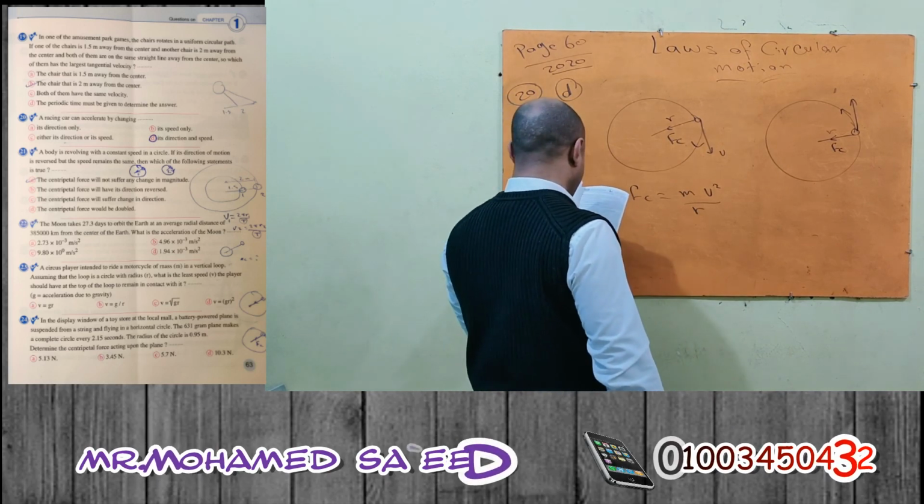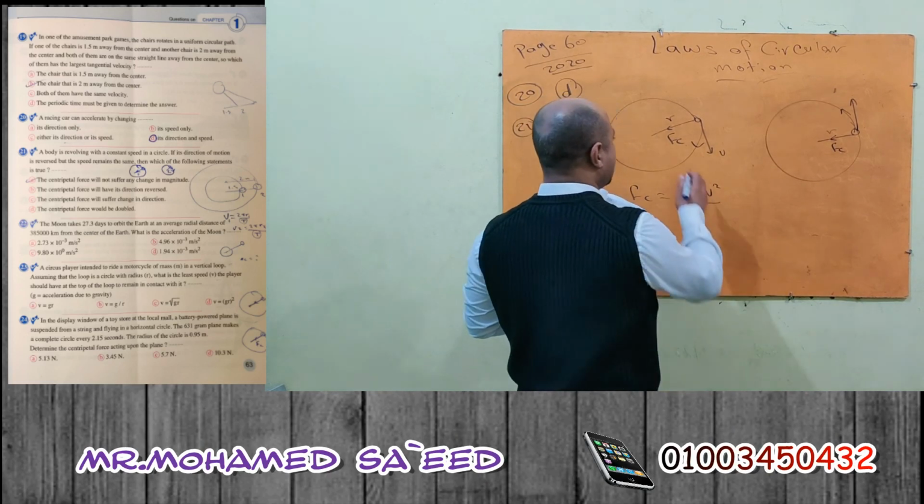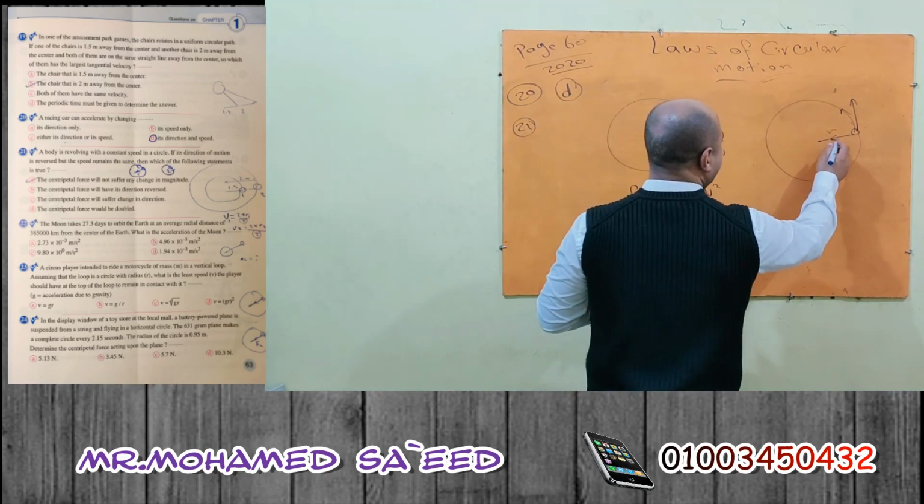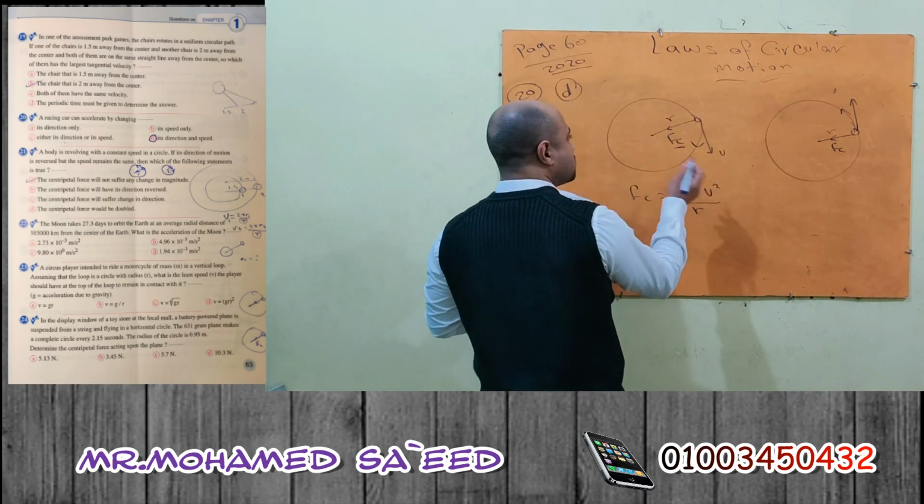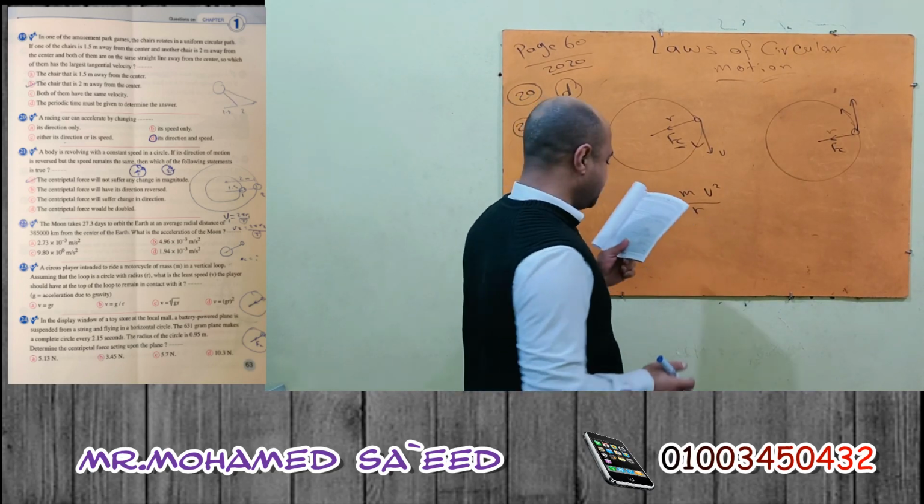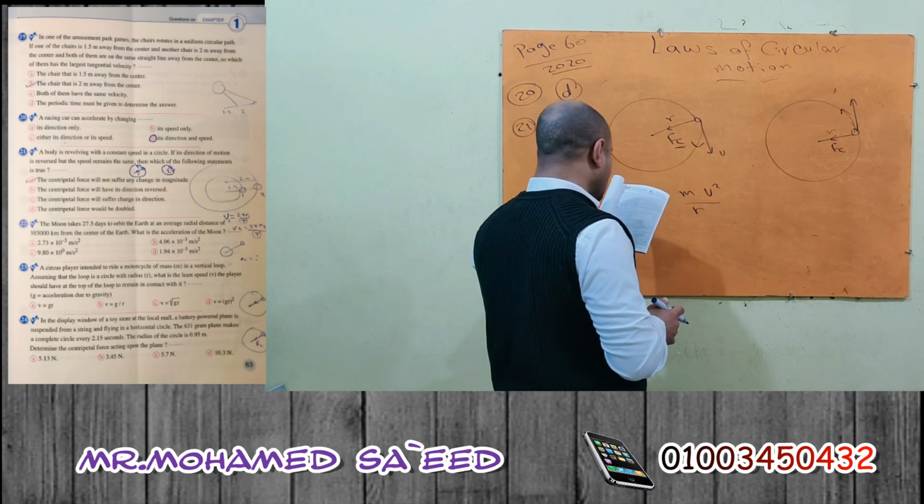B, the centripetal force will have its direction reversed. It's wrong. The direction of centripetal force is always toward the center. In both cases, the centripetal force acts towards the center. So the direction of centripetal force doesn't change. So B is incorrect, the centripetal force will not suffer a change in direction.